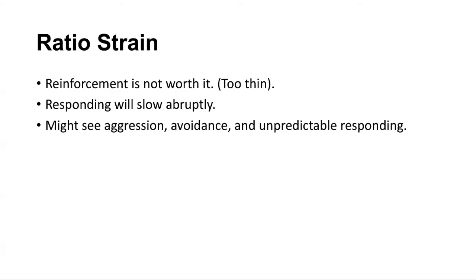And then what we see is this lag, if you will, in their responding. And what you could see is aggression, avoidance, or unpredictable responding. And if you start to see that in the data, then we need to examine what's happening, look at our session notes, reflect on the session, and think about, did I thin this too quickly? And if we did, that's okay. Back it down, get that responding happening more consistently, and then begin to thin it.